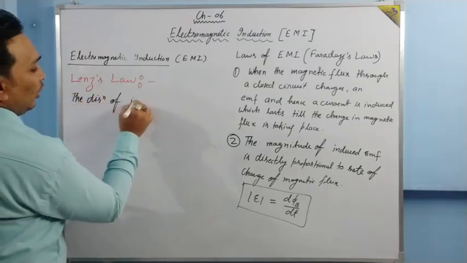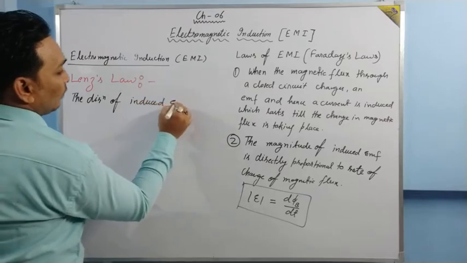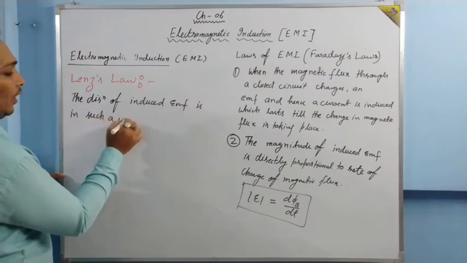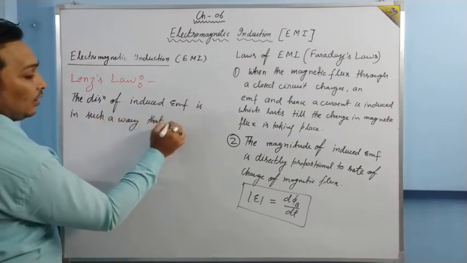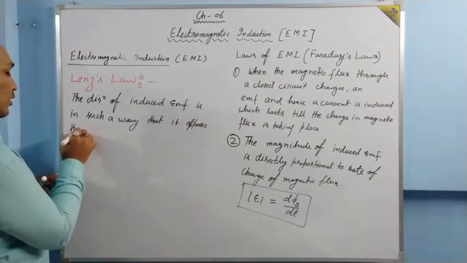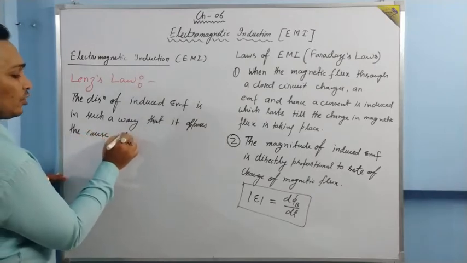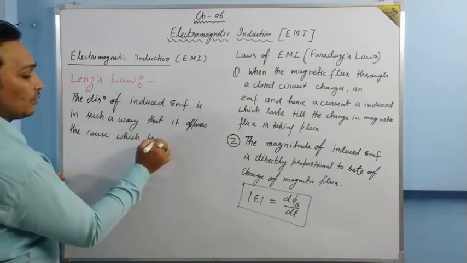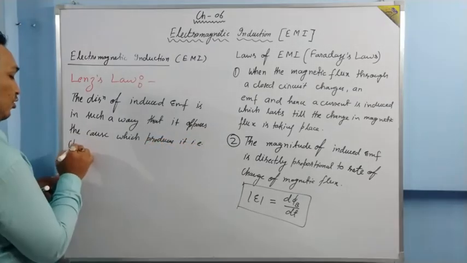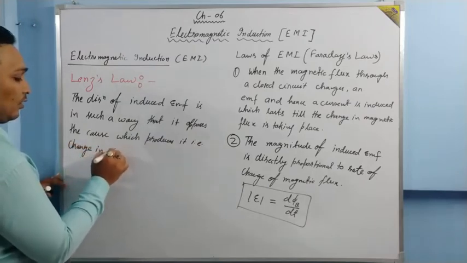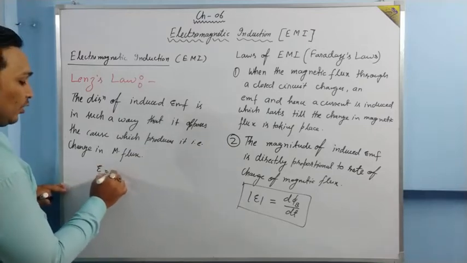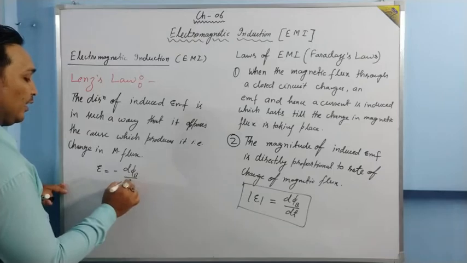Lenz states that the direction of induced EMF is in such a way that it opposes the cause which produces it, that is change in magnetic flux, and that is why you put a minus sign over there. E is equal to minus d phi B by dt.